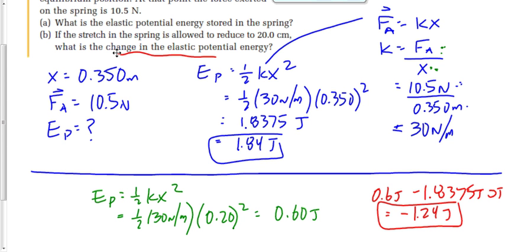Why? Because when it's fully compressed or stretched, it has 1.84. When it's 20 centimeters extended, it has 0.6. So the rest of it must be in the form of kinetic energy, right? Which would be 1.24. Is that okay? That's a situation where potential energy is being converted to kinetic. And the less it becomes stretched, the closer it becomes to its natural position, its equilibrium position, the less potential we have, the more kinetic we have.